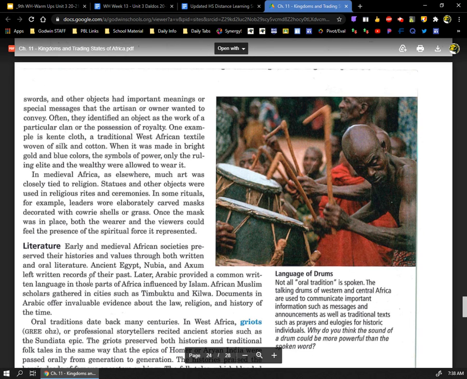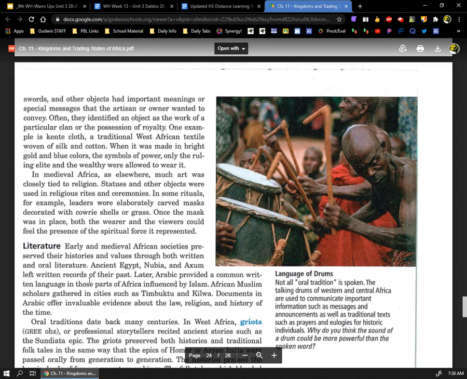One example is kente cloth, a traditional West African textile woven of silk and cotton. When it was made in bright gold and blue colors, the symbol of power, only the ruling elite and the wealthy were allowed to wear it.